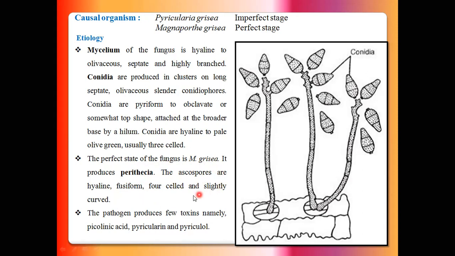Primary infection takes place through the ascospores present in the infected plant parts, or they may be present inside the seeds or seed pod. Secondary infection, meaning spread of the disease from one plant to another plant, occurs through the conidia. This fungus produces a few toxins, that is picolinic acid, pyriculol and pyricularin. These three toxins are produced by the Pyricularia grisea and Magnaporthe grisea pathogens.